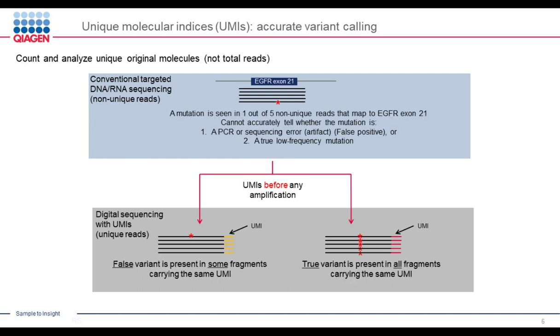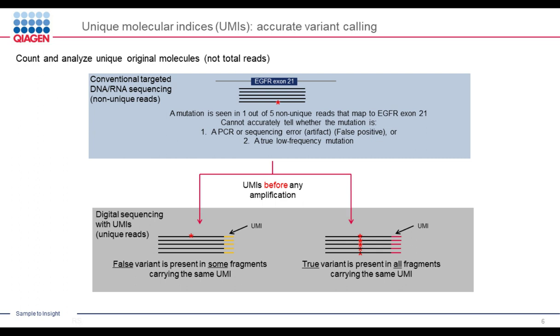Now, how do unique molecular indices allow us to achieve a higher level of variant calling? It's pretty much the same sort of principle or procedure. You take your unique DNA molecules and you assign or ligate unique molecular indices onto the unique fragments before any amplification takes place, in order to take advantage of unique molecular indices.